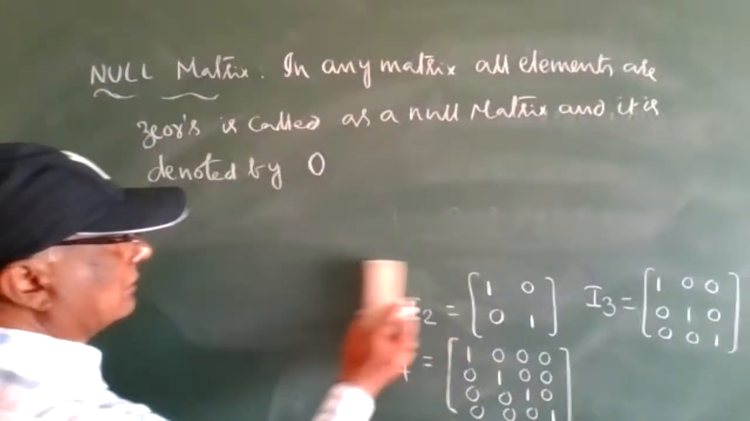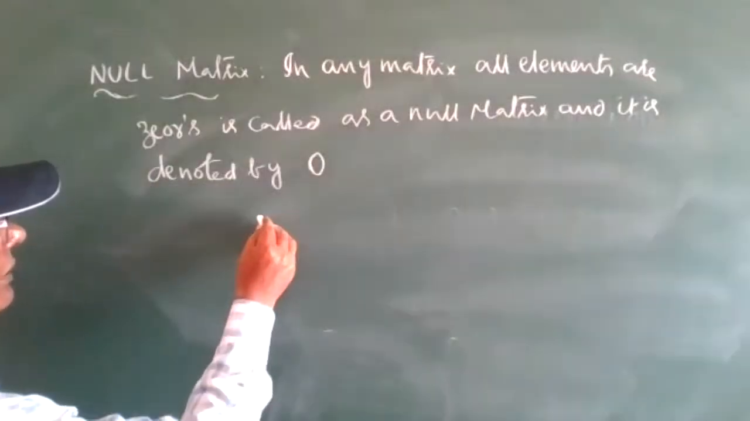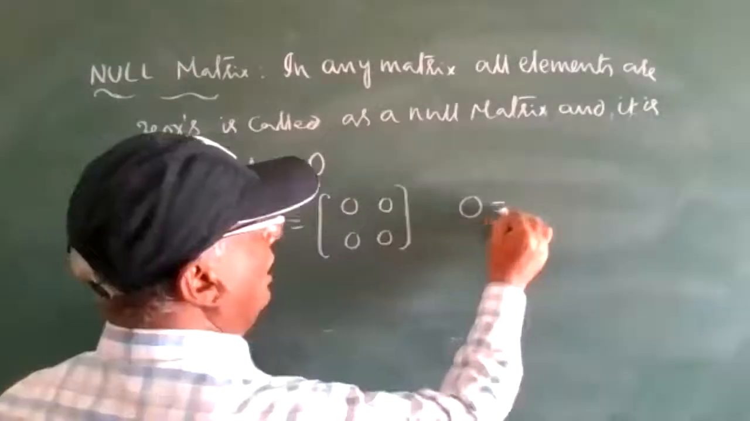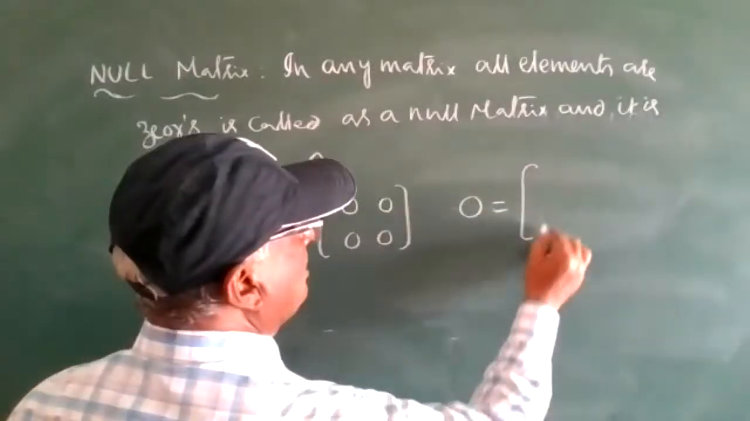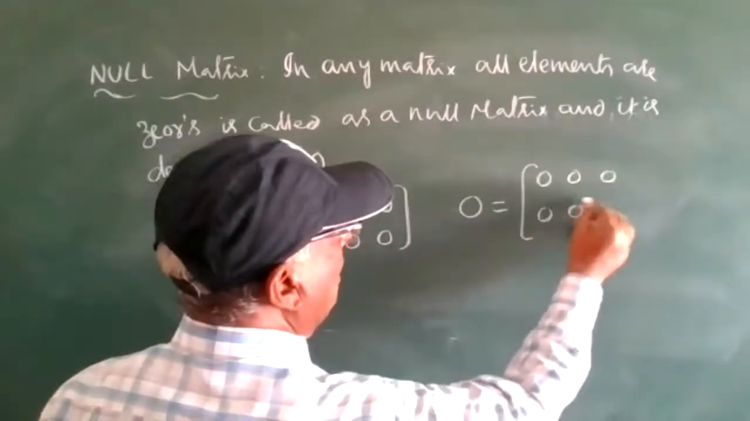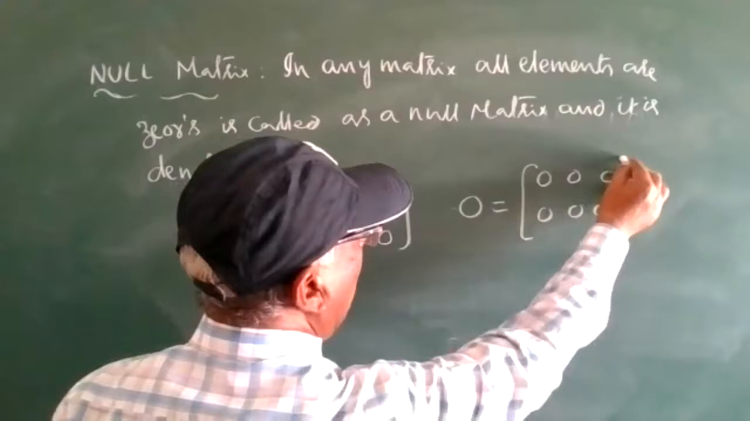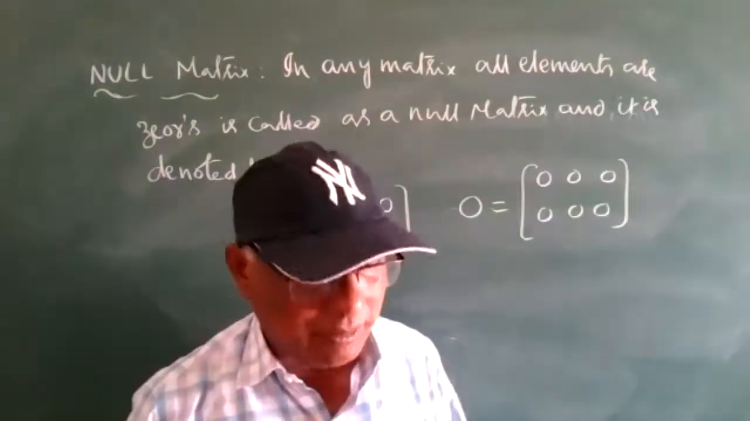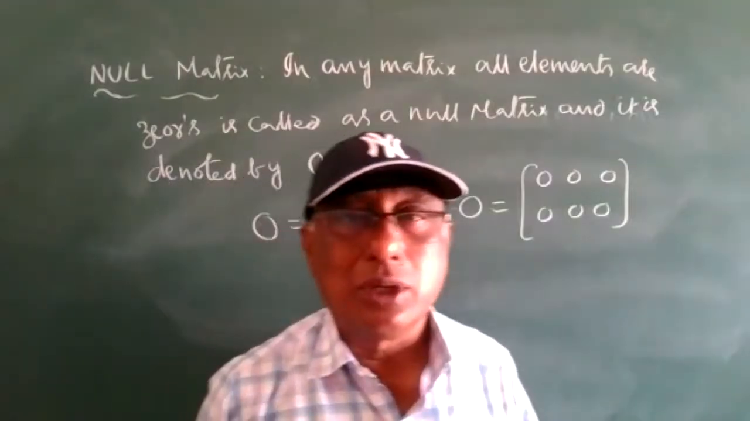Now write down the O matrix: 0 0, 0 0, 2 by 2. So all elements are 0, 0 0 0, 0 0 0. There is no question of square or rectangular also. These are called null matrices. All elements are 0. That matrix is called a null matrix.